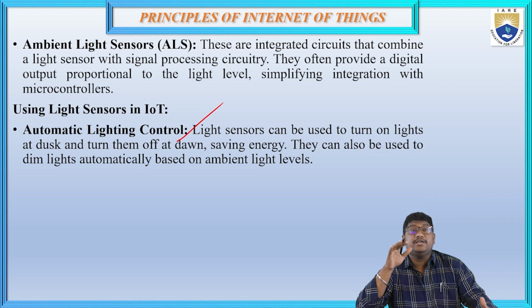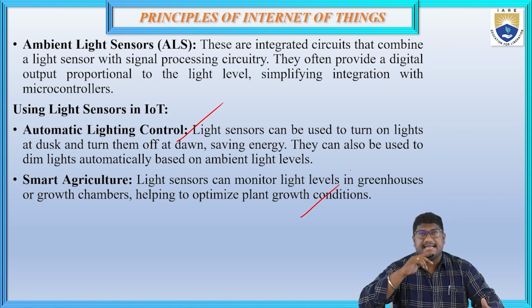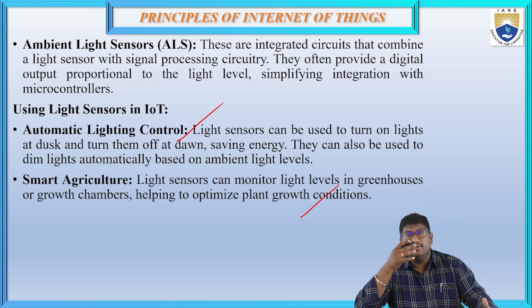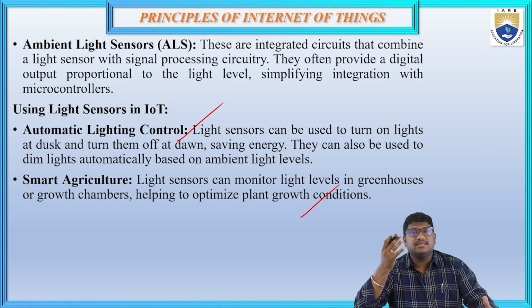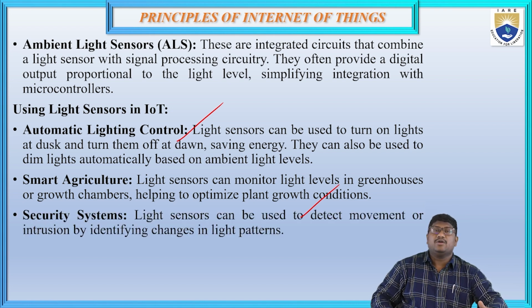These can also be used to dim lights automatically based on the ambient light levels. And coming to the next one, smart agriculture. Whenever we use these light sensors and monitor the light in a greenhouse, there will automatically be good growth in chambers, which helps the optimization of the plant growth conditions. In such a way, light sensors are also going to be used.